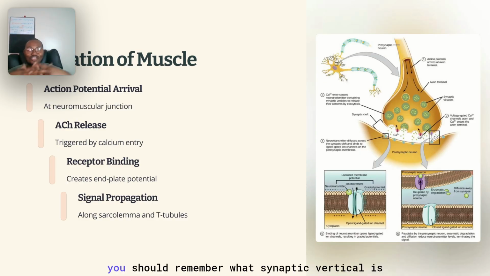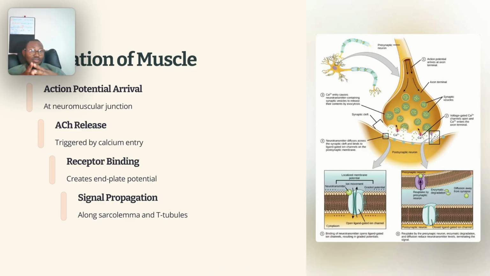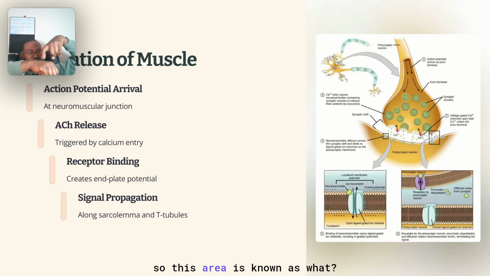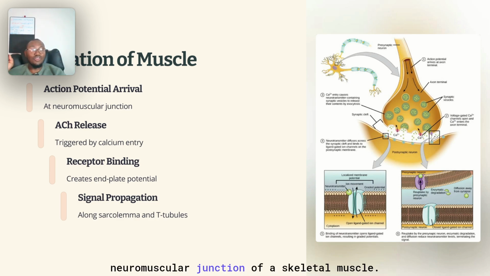So when I ask you this, you should remember what synaptic vesicle is. Also, you need to know what the neuromuscular junction of a skeletal muscle is, because this is the place. This is the axon terminal, you see? This is the muscle fiber. So in between these, this area is known as what? Neuromuscular junction. Between them is this cleft, you understand? So if I describe this for you, you should be able to tell me that this is the neuromuscular junction of a skeletal muscle. Extremely important.